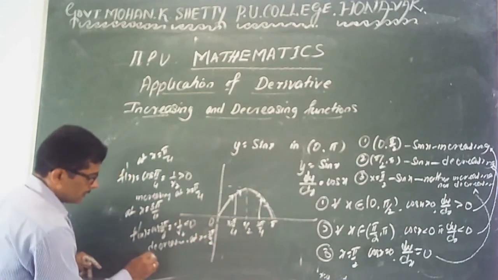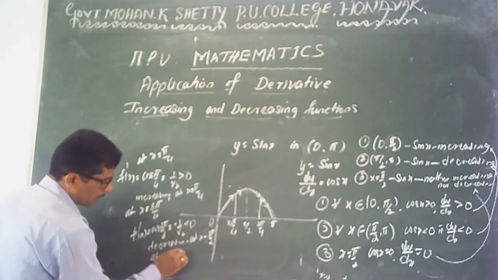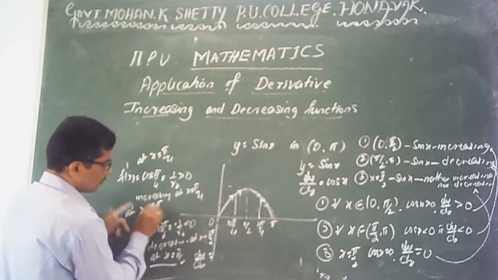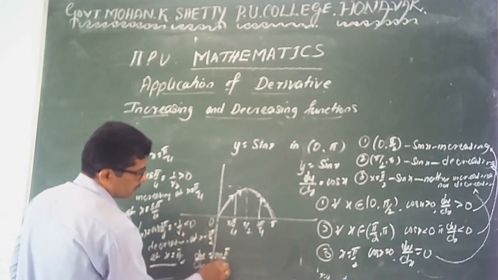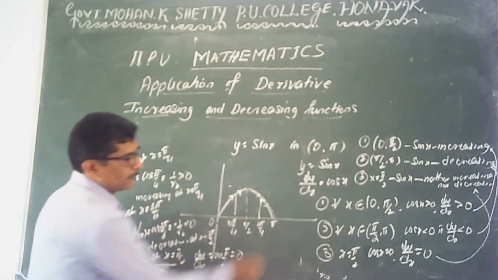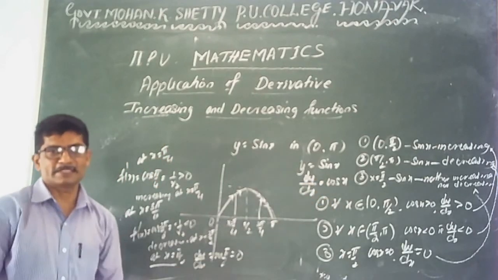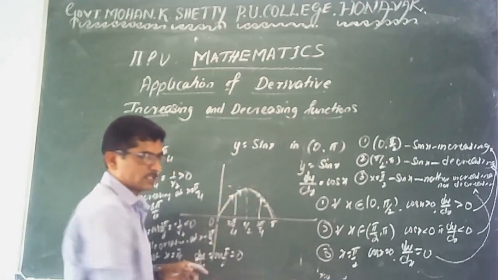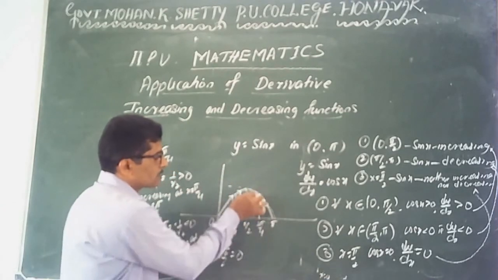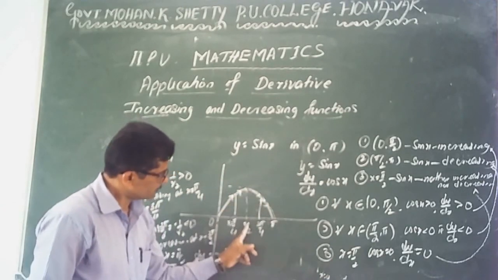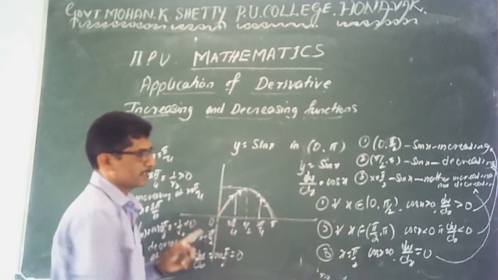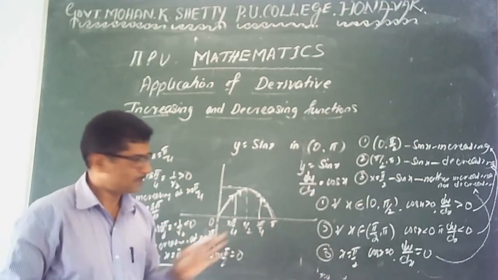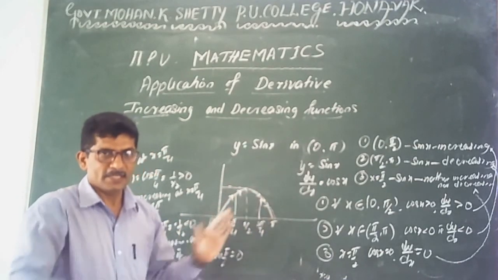Is it clear? Next, at the point x equal to pi by 2, you know that dy upon dx, it means cos pi by 2, its value is 0. Therefore, neither increasing nor decreasing. It is a turning point. It means up to pi by 2, the sine function is increasing. After pi by 2, the sine function is decreasing. Therefore, this point is neither increasing nor decreasing, or you get a turning point. The curve changes its direction, increase to decrease or decrease to increase.